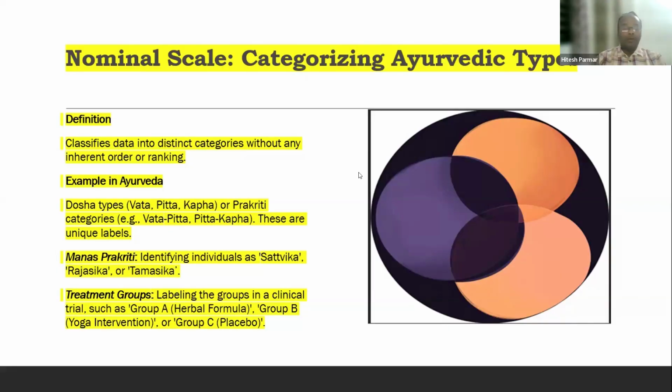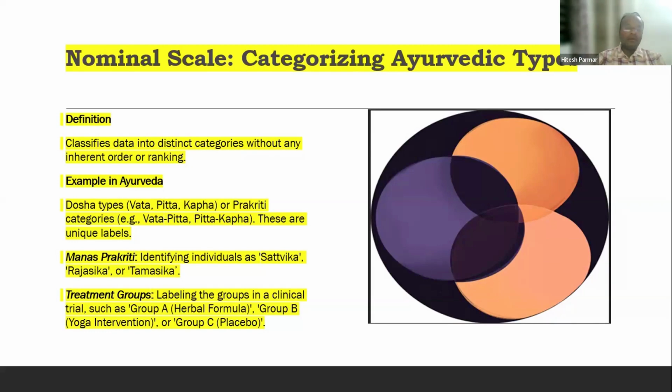Maybe we are categorizing our data into two categories or three categories. Suppose you are making numbers for the three types of dosha, Vata, Pitta and Kapha. Maybe we give Vata a 1, Pitta a 2, or Kapha a 3, while we analyze the data. But the numbers don't have any meaning. You can give any number to the categories because it is just the nominal scale.